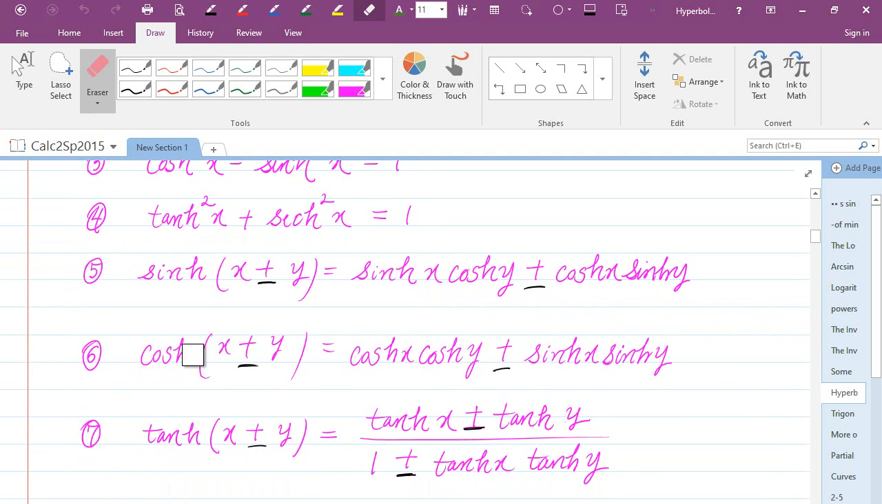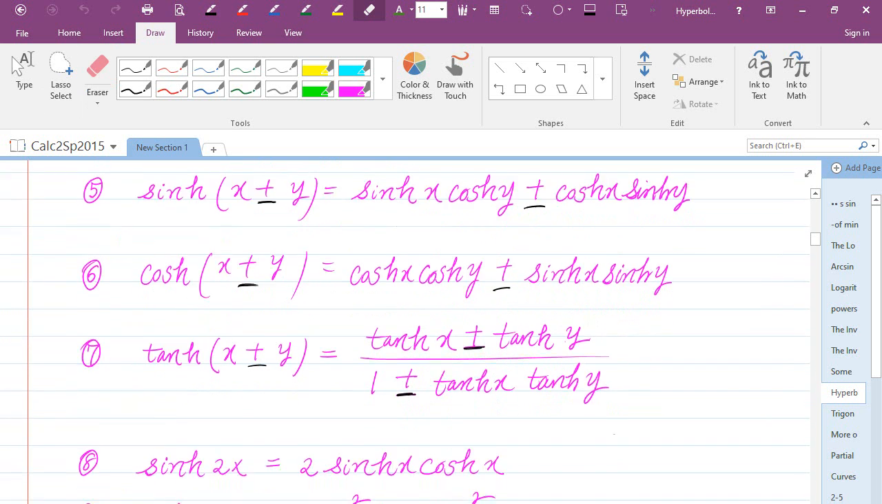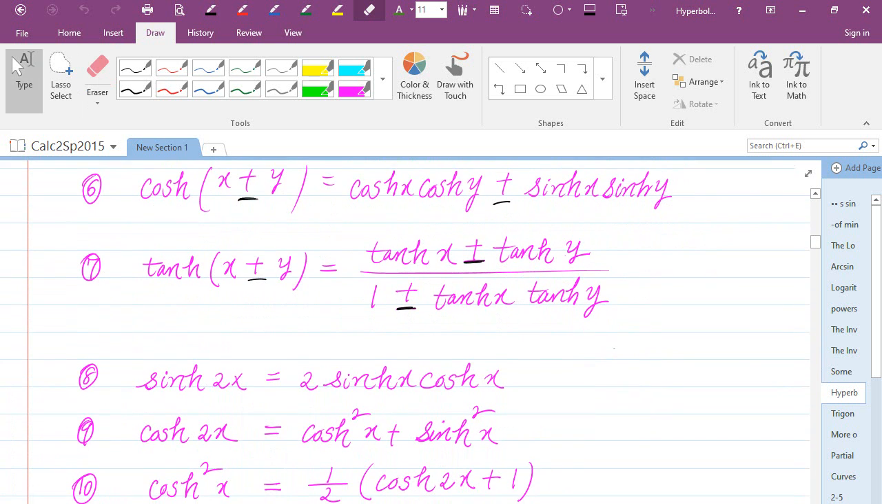Hyperbolic cosine of x plus or minus y is hyperbolic cosine of x, hyperbolic cosine of y, plus or minus hyperbolic sine of x, hyperbolic sine of y. The seventh one is that the hyperbolic tangent of x plus or minus y is hyperbolic tangent of x plus or minus hyperbolic tangent of y over 1 plus or minus hyperbolic tangent of x times hyperbolic tangent of y.